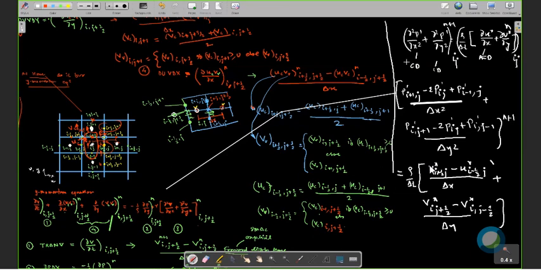Pressure Poisson equation is at all ij. Pressure Poisson equation is at ij. So these are known terms. These are nth level terms, and these are n plus 1th level terms. We have to iterate this, and we have to get the solution.